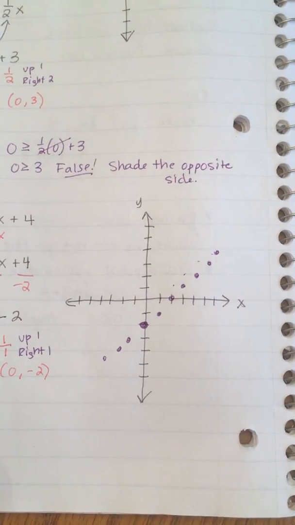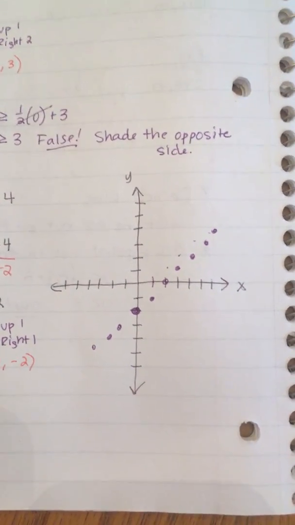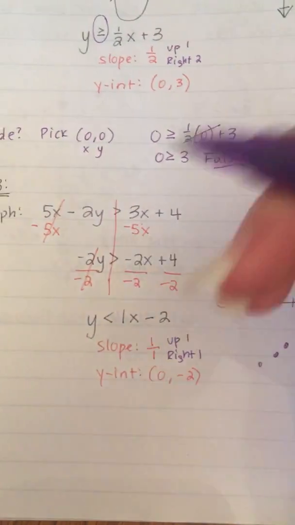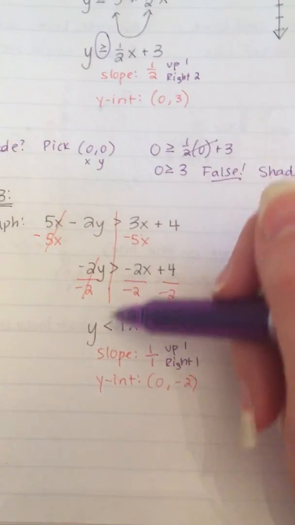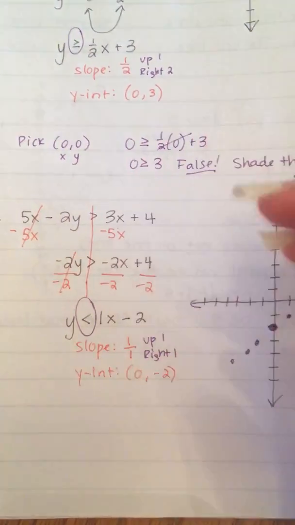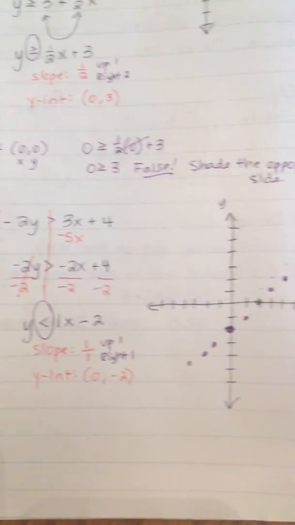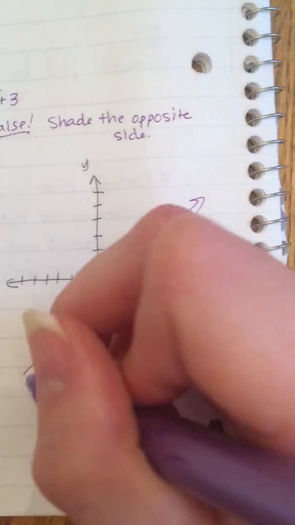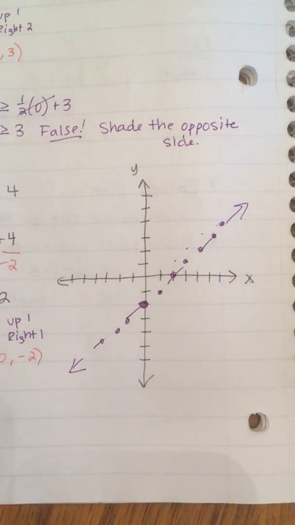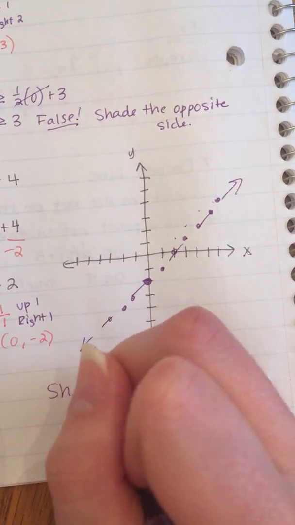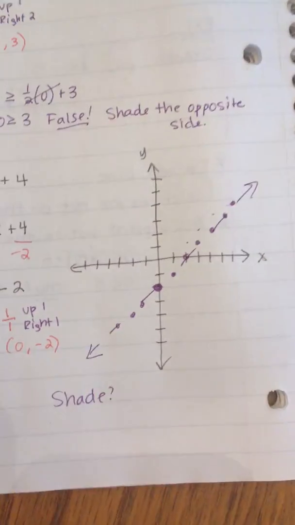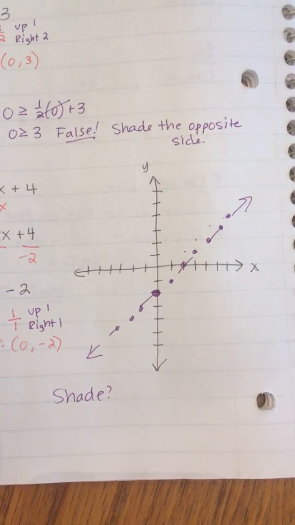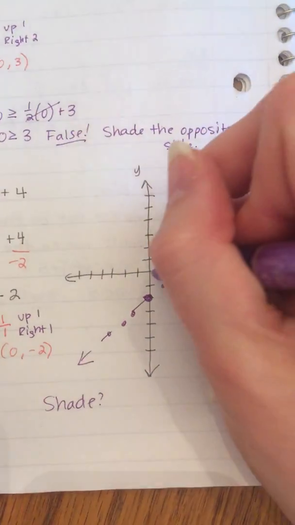All right, so now you have to ask yourself, solid or dashed line? You can either go back to the original inequality or where you left off. It's just a regular less than, so that means it is a dashed line. And now we just have to figure out the shading. So how do we figure out the shading? Pick any point not on the line. I'm going to pick 0, 0.